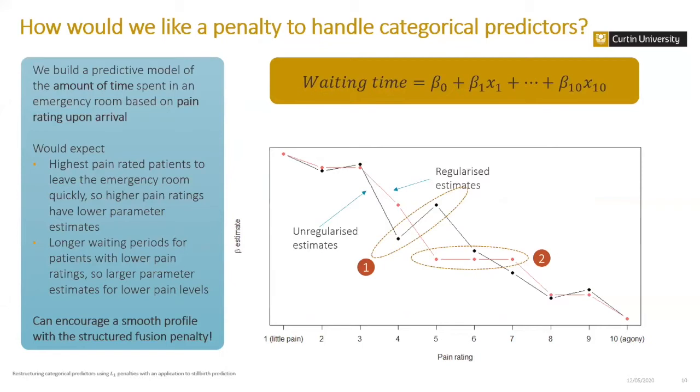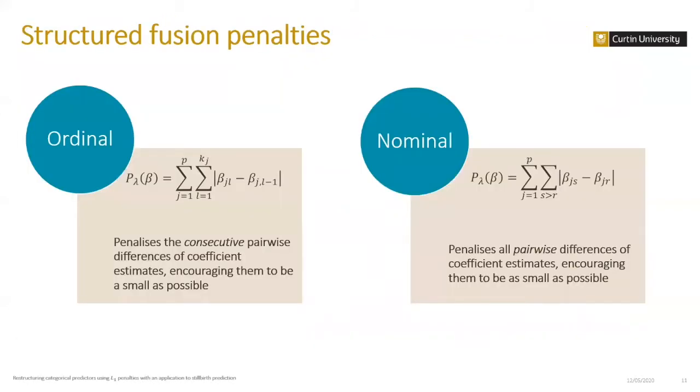So how do we actually go about doing that? There are 2 penalties that have been developed, one for ordinal data and one for nominal data. These were first published about a decade ago by Tutz and Gertheiss in some of their papers.